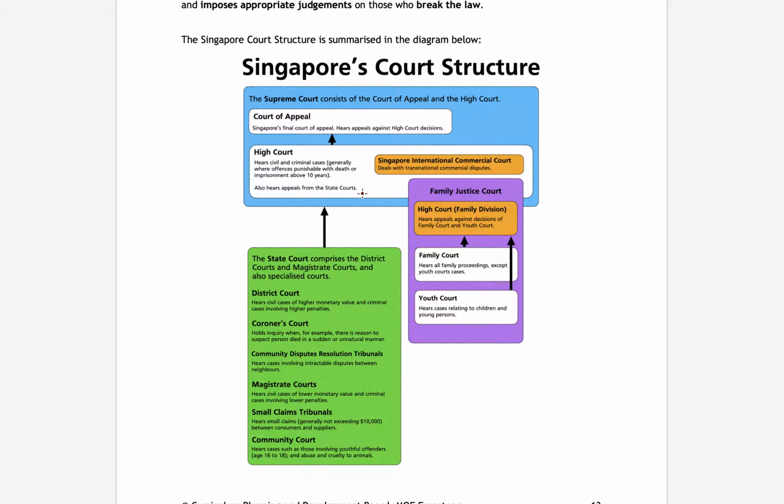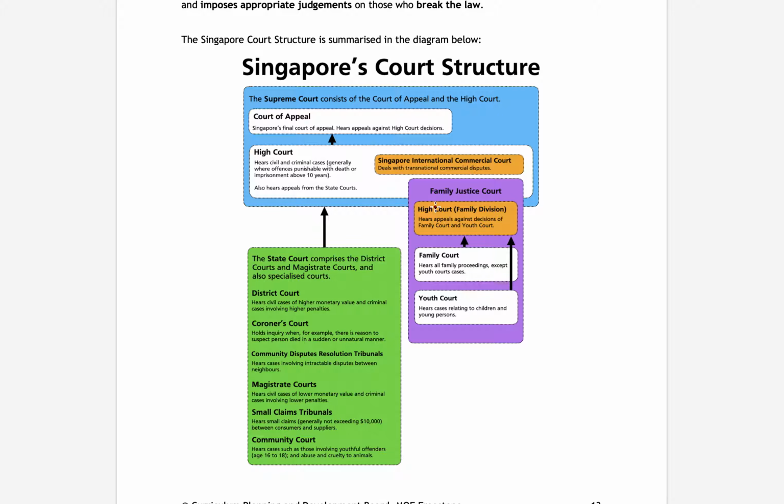This is where you usually see serious criminal cases, and civil cases usually go straight to the High Court. They also hear appeals from the smaller courts lah. This is the State Courts. State Courts are local level courts. So in the district itself, or when there is a coroner's inquiry or community disputes, magistrates will handle those of small penalties, small things. Small Claims Tribunals is civil law, and a community court.